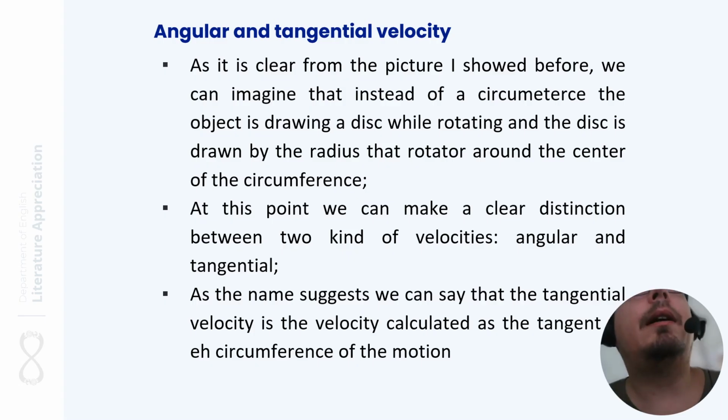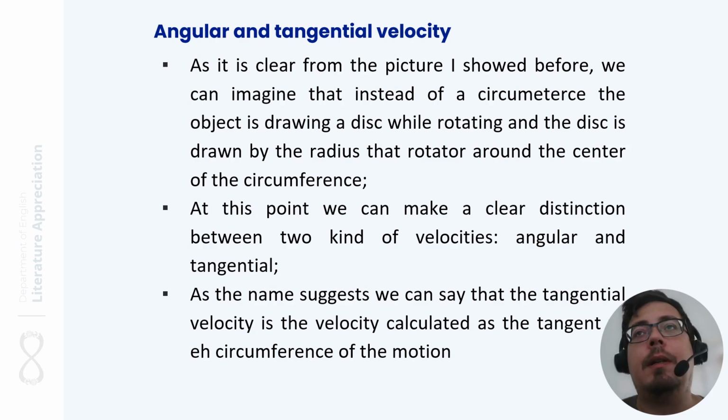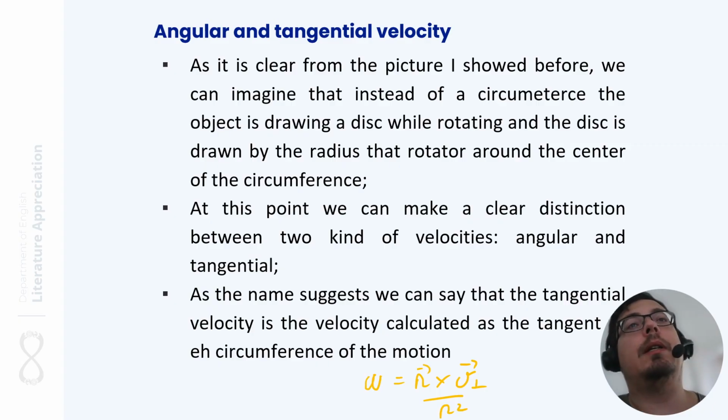So as you said, there are these two distinctions to make: angular and tangential velocity. They are related to one another, as we just saw, by the formula. This formula: omega is r times v tangential divided by r square. This is the cross product between the radius and the velocity at the tangential point, and r square is the distance squared, and this is the angular velocity.